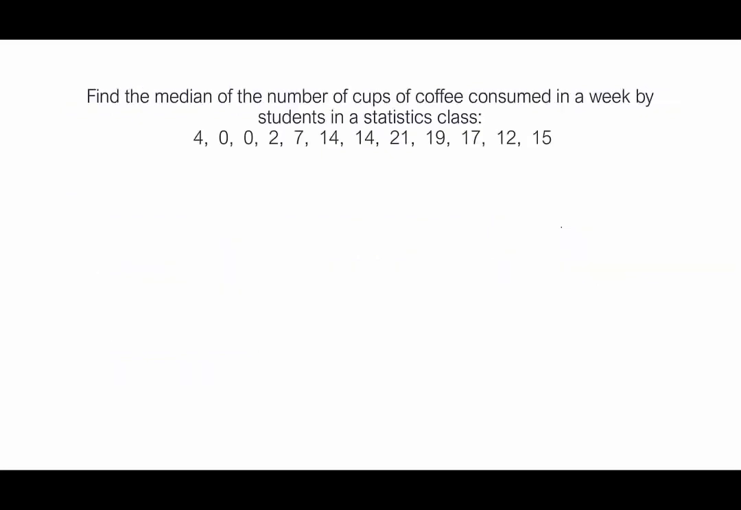Here's our example. We want to find the median of the number of cups of coffee reportedly consumed in a week by students in a statistics class. So we start off, I'm going to put 0, 0. Then there's a 2 and a 4 and a 7. Next we have 12, 2 14s, 1 15, a 17, 19, and 21.